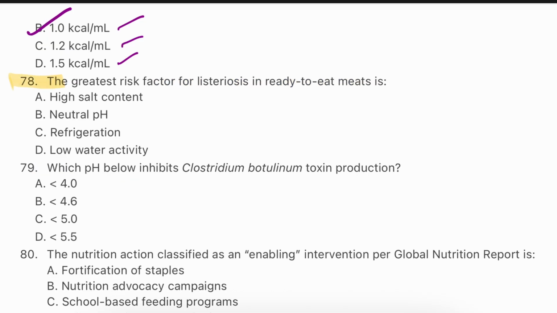Question number 78. The greatest risk factor for listeriosis in ready-to-eat meat is high salt content, neutral pH, refrigeration, low water activity. The answer is B, neutral pH. Listeria thrives in neutral pH even under refrigeration.